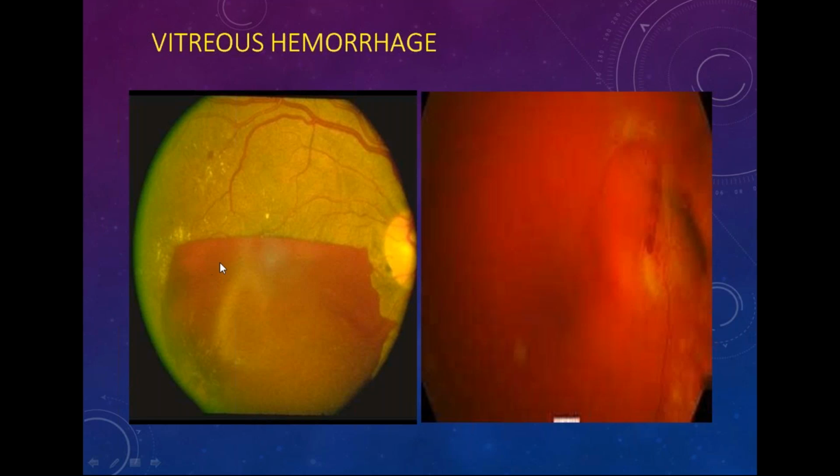This is a vitreous hemorrhage, a boat-shaped subhyaloid hemorrhage. This is a preretinal hemorrhage. This is a subhyaloid hemorrhage, boat-shaped. This is a preretinal hemorrhage.